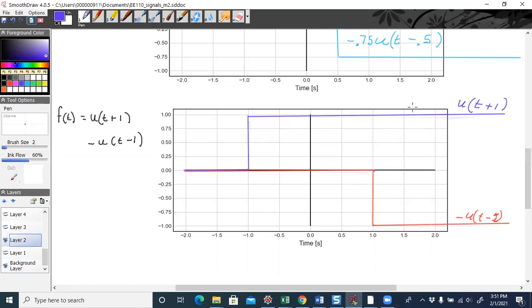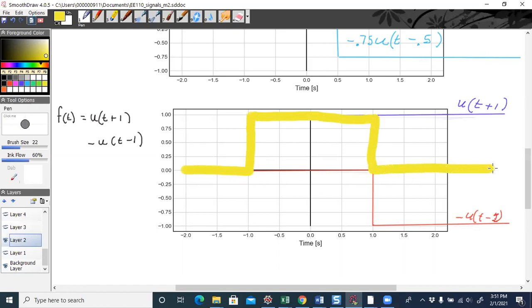Okay. Well, now to find the composite, we just add them. So 0 plus 0 is 0. 1 plus 0 is 1. 1 minus 1 is 0. And that just continues.